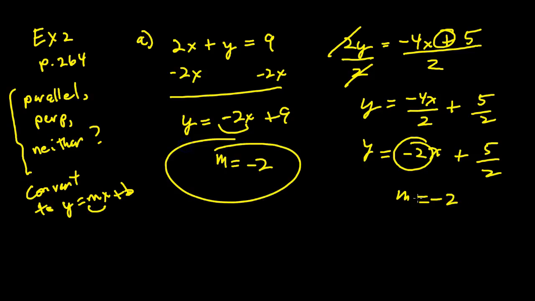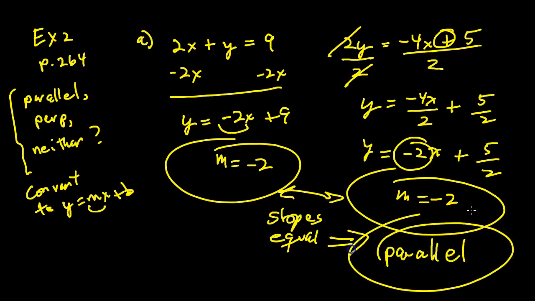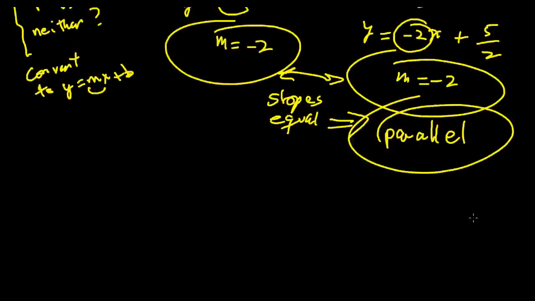So we can see that the slopes of these two lines are the same. Slopes equal. And if your slopes are equal, of course, you have parallel lines. So the final answer here would be parallel. Okay?